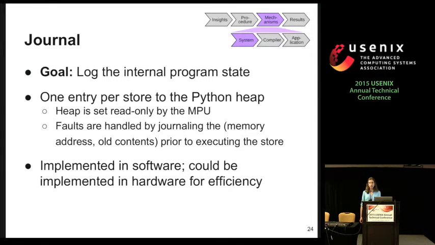The first of these 3 checkpointing structures is the journal, which is used to log the internal program state. So during execution, whenever checkpointing is enabled, we log the internal program state by protecting the Python heap with the MPU. That way, every write to the Python heap generates a journal entry. And within this journal entry, we store both the address that was being written to, as well as its old contents. This allows us to roll back to the point of failure simply by doing a backwards pass over the journal, reinstating each address's old contents.